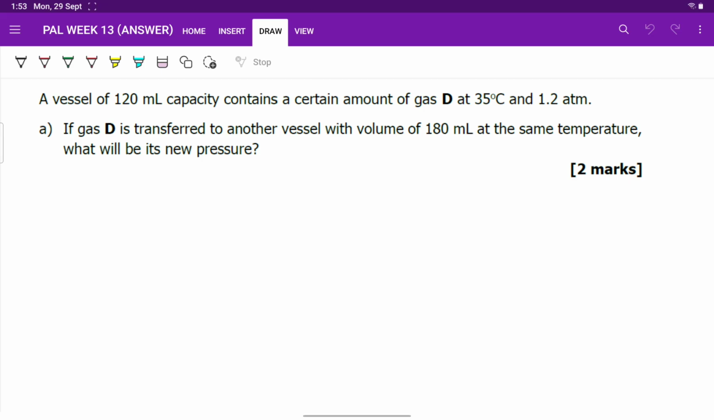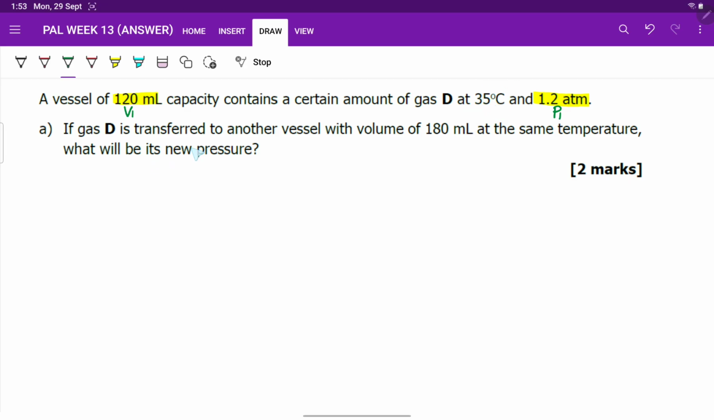make sure kita boleh identify what are the information given. Okay, jadi from the question given to us, first kita ada satu volume dekat sini 120 ml, so kita boleh labelkan sebagai V1 dekat sini. Kemudian kita ada juga dekat sini 1.2 atm. So this is our P1 pressure and also given a temperature. Okay, tapi temperature dekat sini kita tak labelkan sebab apa?